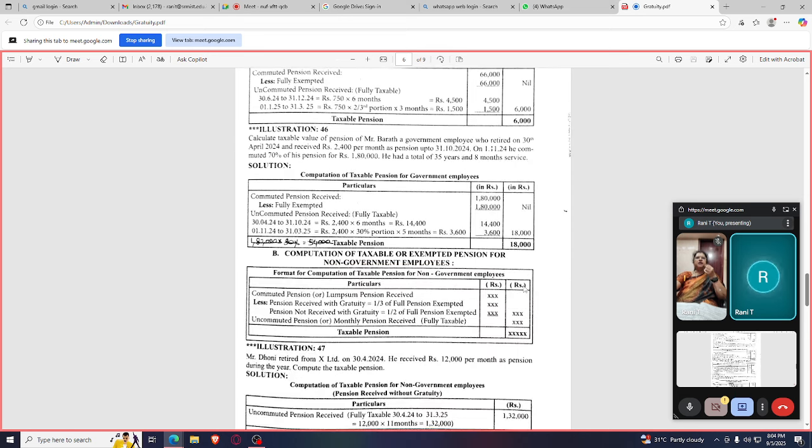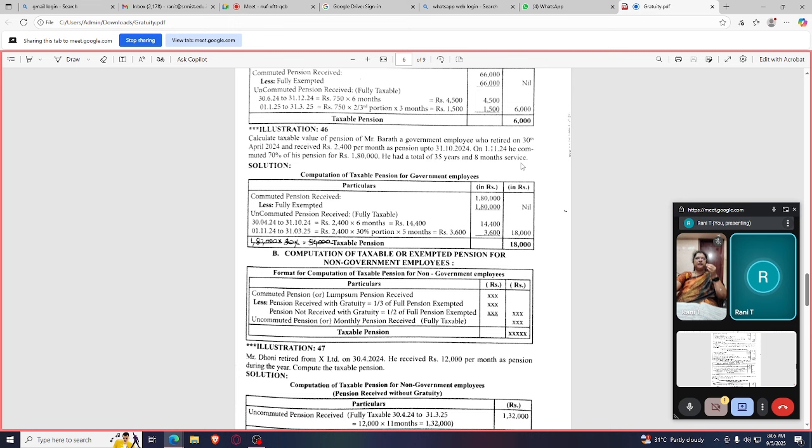Next, in the same way, another problem we have: he is a government employee and he retires on 30th April and receives 2,400 per month as pension up to 31/10, and on 1/11/24 he commuted 70% of pension and received 1,80,000. So, you can write 1,80,000 as exempted. So, there will be no taxable part here. And what about the other part? He had a total of 35 years and 8 months service.